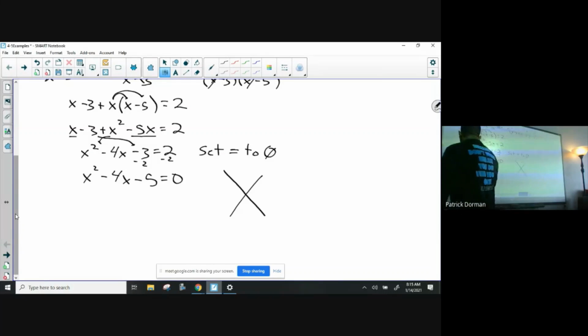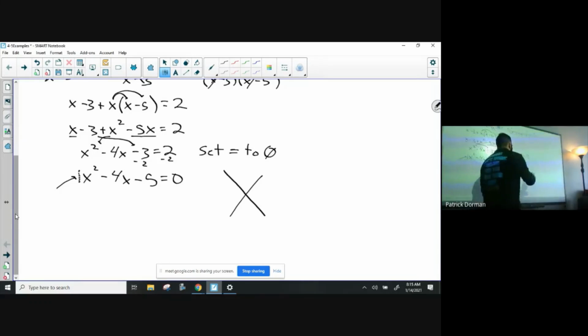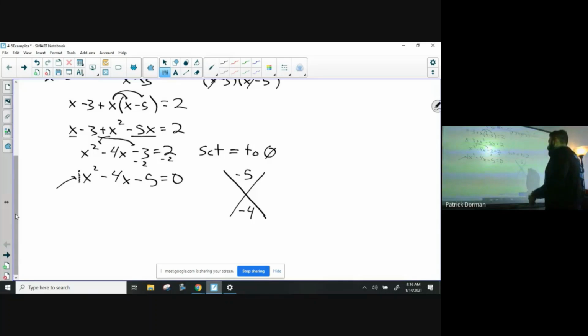If the coefficient, right, if this is 1, if there's not a number out there, in other words, A has to be 1, then you can take this shortcut. We'll set up the x just like we normally would, right? Negative 5 on the top, negative 4 on the bottom, right? C on top, B on bottom. And I need to think of two numbers such that when I multiply them, I get negative 5, but when I add them, I get negative 4. Those two numbers are going to be negative 5 and 1.